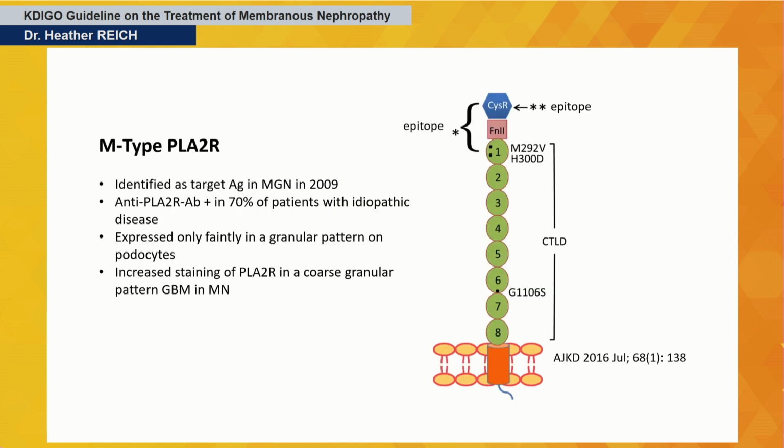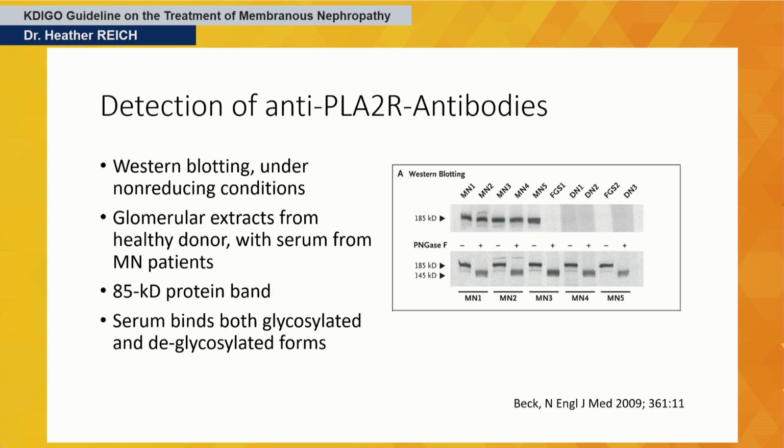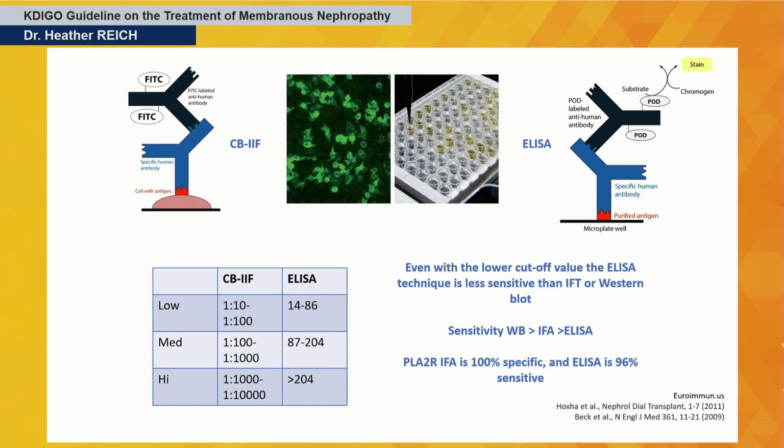So it has been over 10 years since the anti-PLA2R antibodies have been identified in the serum and tissue of 2/3 of patients with idiopathic membranous nephropathy. We're continuing to learn about how to use this tool for diagnosis and treatment. New knowledge is reflected in the updated guidelines. The original assay used to detect anti-PLA2R antibodies was the Western blot performed under non-reducing conditions. However, this is not a commercially available assay. It does remain the gold standard in terms of sensitivity and specificity.